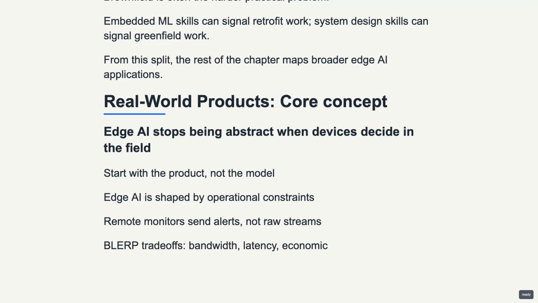Those trade-offs repeat across many products. When data is expensive to move, slow to transmit, or sensitive to expose, processing it on the device is often the cleanest way to keep the system usable and safe.